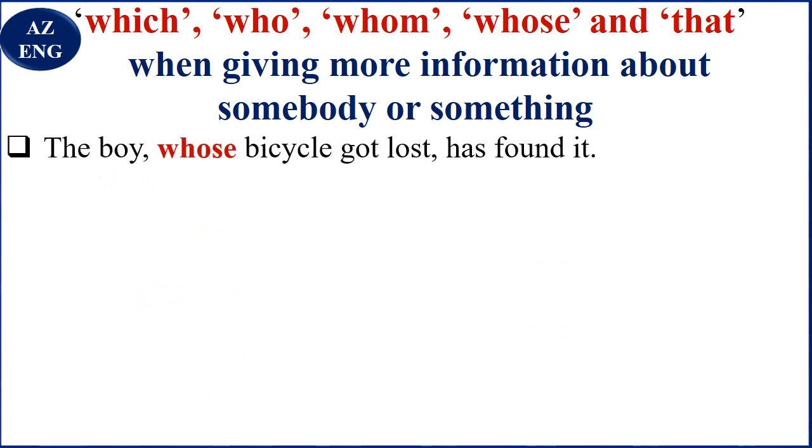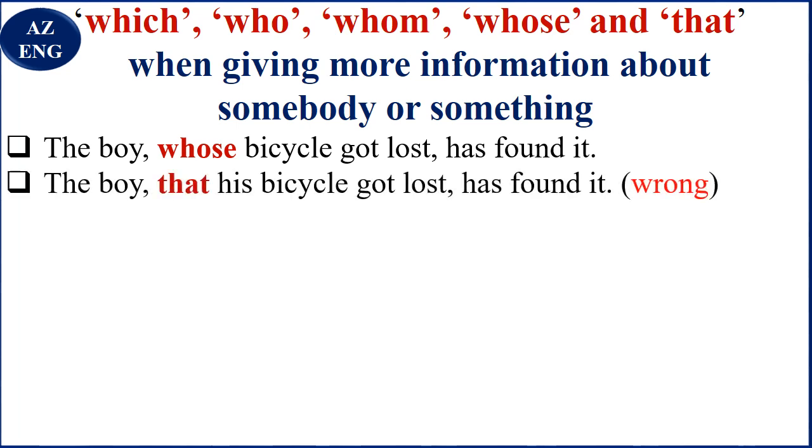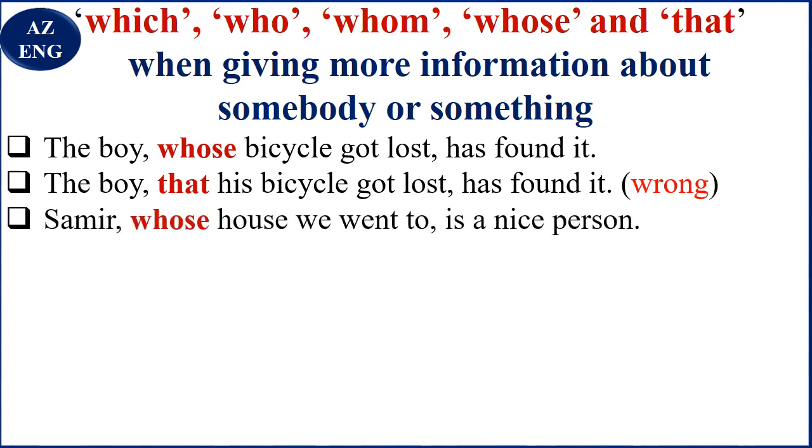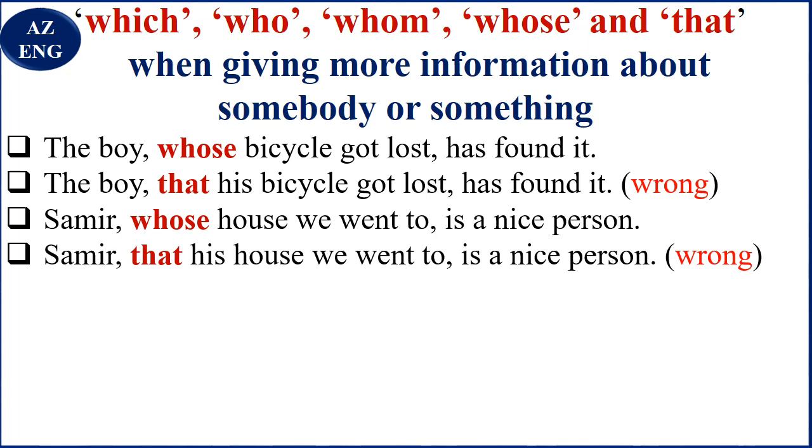And here what we've got is whose. For example, the boy whose bicycle got lost has found it. So using whose here, whose bicycle got lost gives us more information about the boy. So whose here is correct. But the boy that his bicycle got lost has found it. No. Samir, whose house we went to, is a nice person. Correct? Samir, that his house we went to, is a nice person. No.